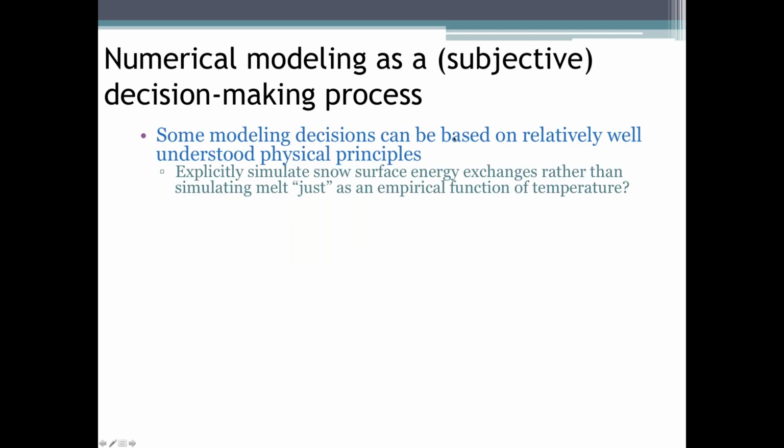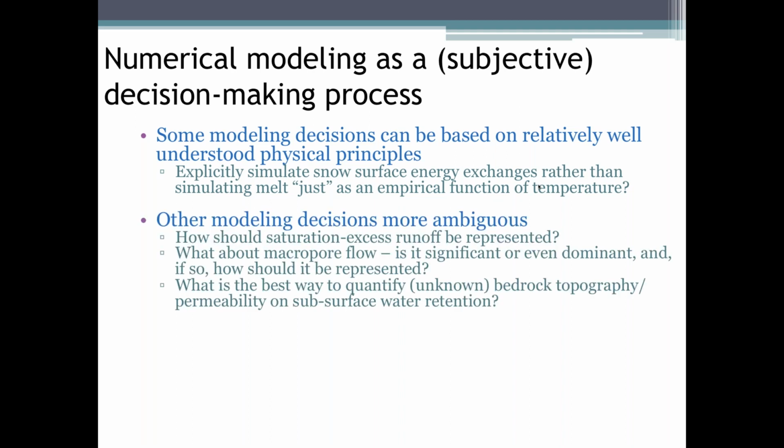Again, some decisions can be based on relatively well understood physical principles. For example, can we explicitly simulate snow surface energy exchanges rather than simulating melt just as an empirical function of temperature? Whereas other modeling decisions are much more ambiguous. For example, saturation excess runoff. If you've seen water on the top of the snow, what should you do with that in your model? Or macropore flow. If it rains really heavy, you may have seen channels where water goes through really fast. Is it significant? Is it dominant? If it's important, how do we put it in a model?